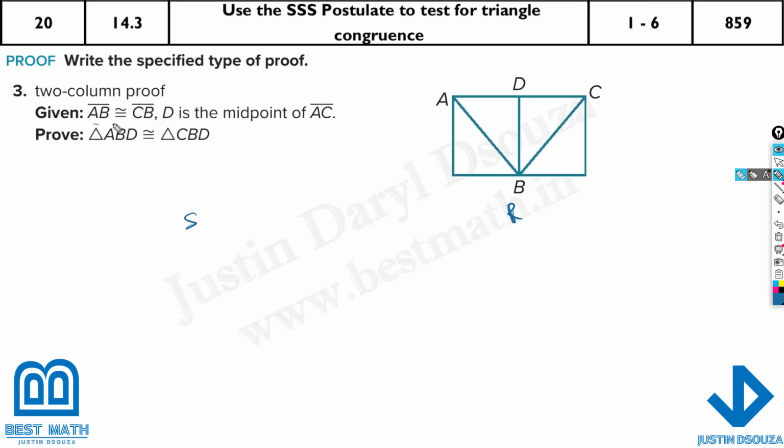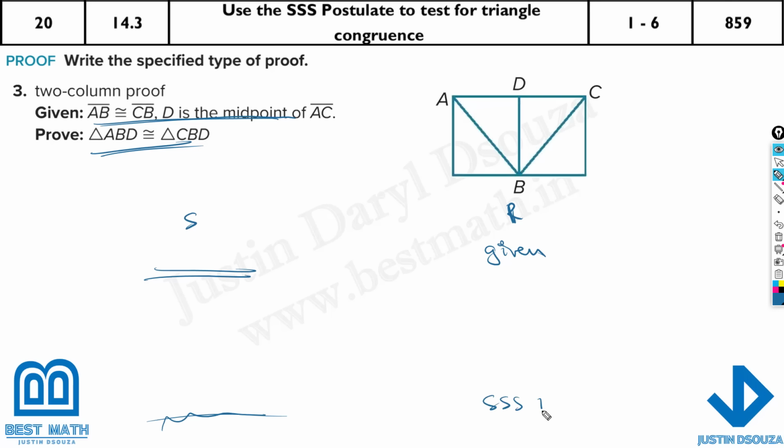Now, again, the given one, everything must be done over here, and then you write given. And the last one over here will be SSS postulate. That's all the sides are congruent. What is it in the middle?